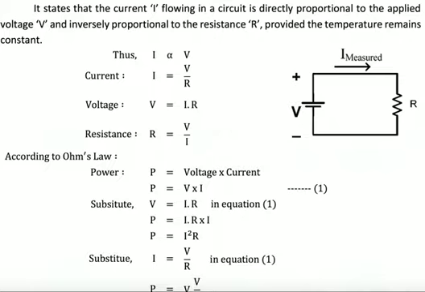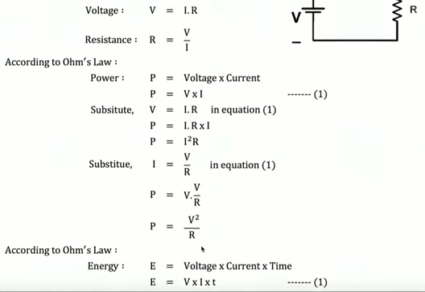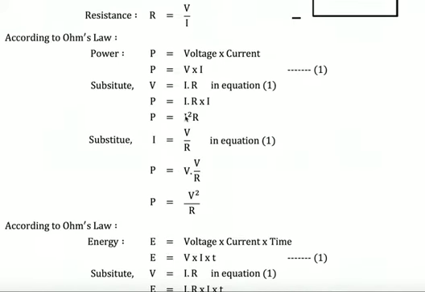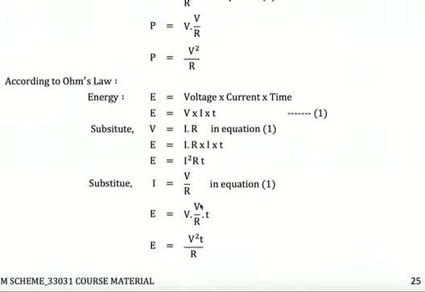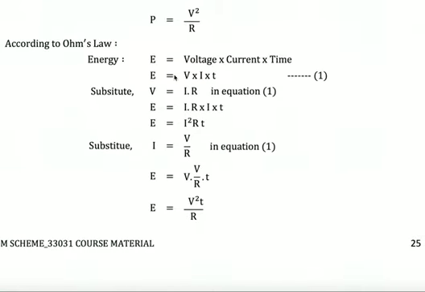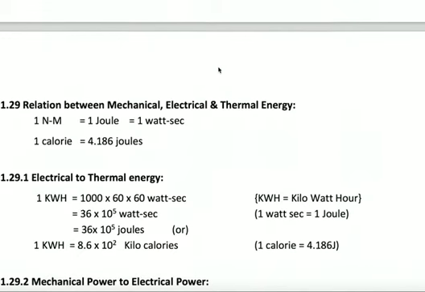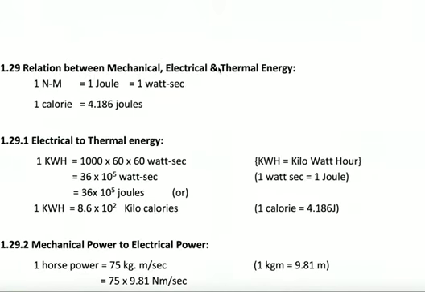According to Ohm's law, P equal to voltage into current, voltage is V, current is I, V equal to IR, so I square into R. You can also substitute in terms of voltage by substituting I equal to V upon R, so V square upon R. What about energy? Voltage into current into time, VIT. So I square RT, or nothing but V square by R into T. Both are equally valid.